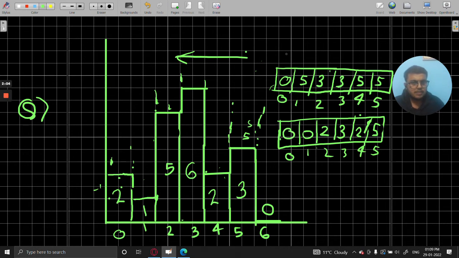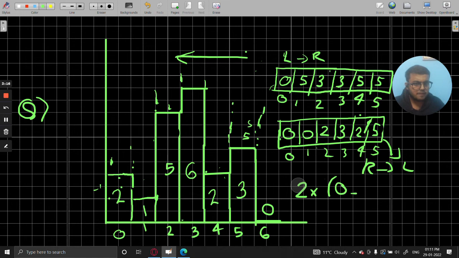So this is the value from left to right, and this is the value from right to left. Now once we have the values for these two stacks, we can just take the value of the histogram, like 2, and multiply, and subtract this minus this. So that will be 0 minus 0 plus 1. So that will be 2.